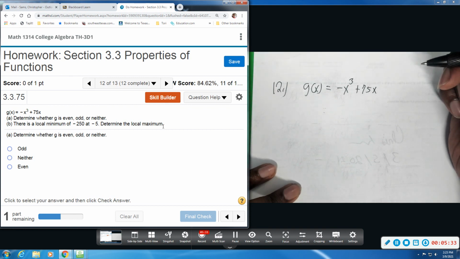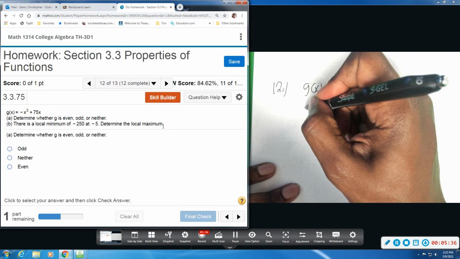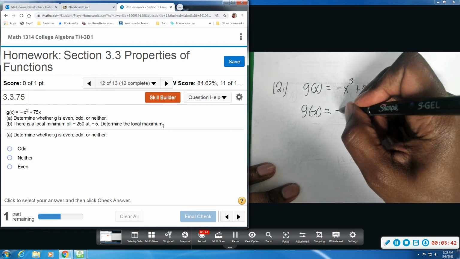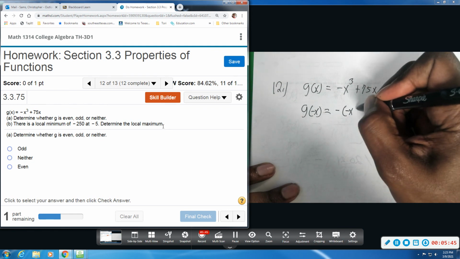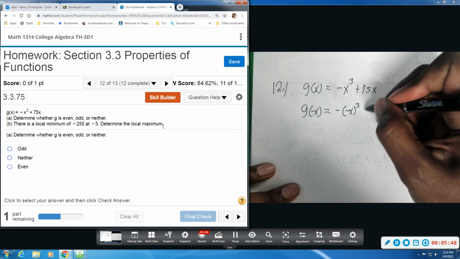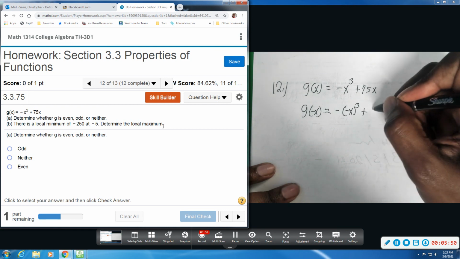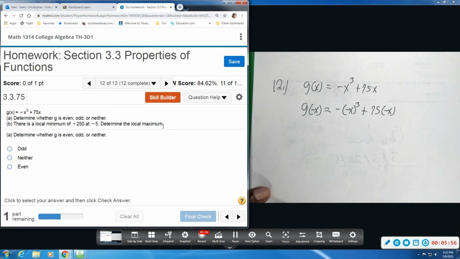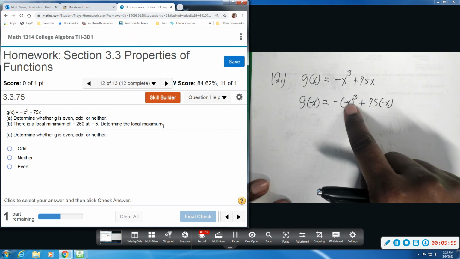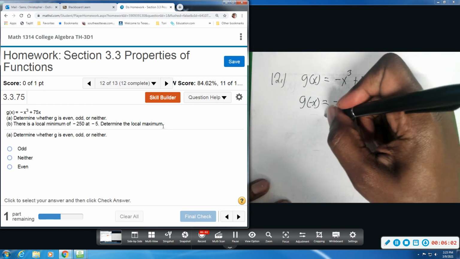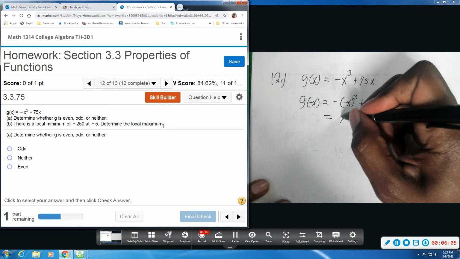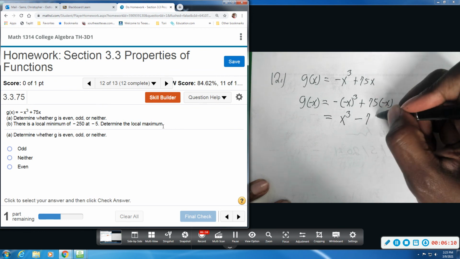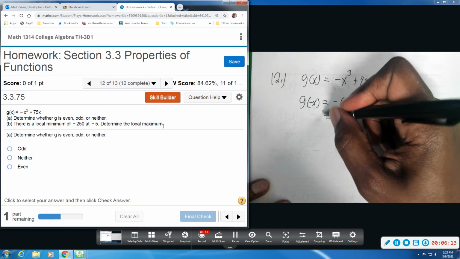And we're going to determine first even, odd, or neither. Okay, so g of negative x will give us a negative x cubed, and then plus 75 times negative x. Three negatives will come out negative, and a negative times a negative will come out positive. So we will have a positive x cubed, and then here this will just come out to be a negative 75x.